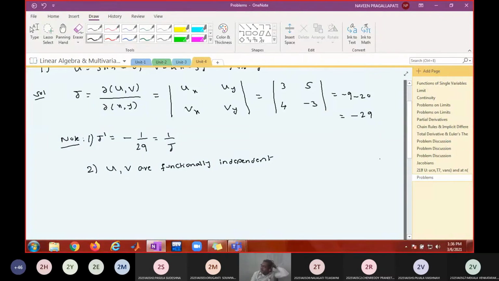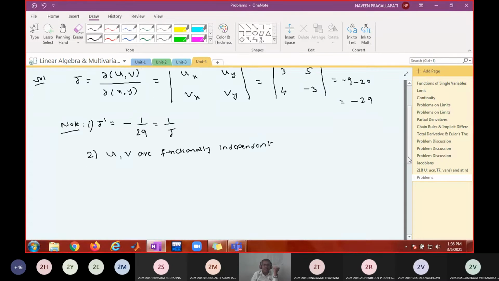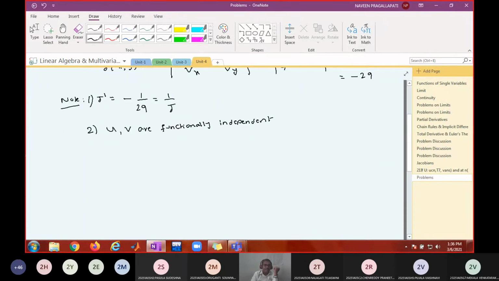Either you may be asked to find the Jacobian, or you may be asked to test whether they are functionally dependent or not. If dependent, you have to find the functional relation between them.